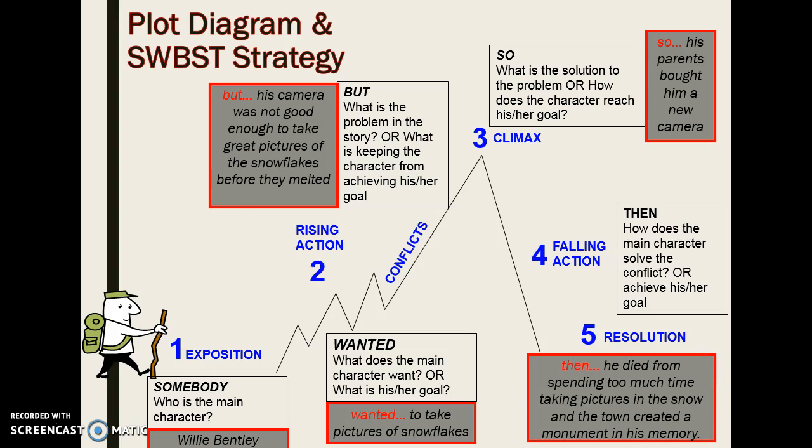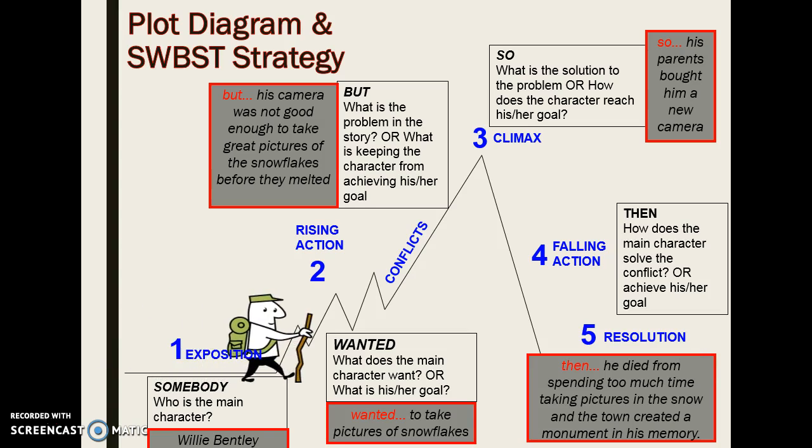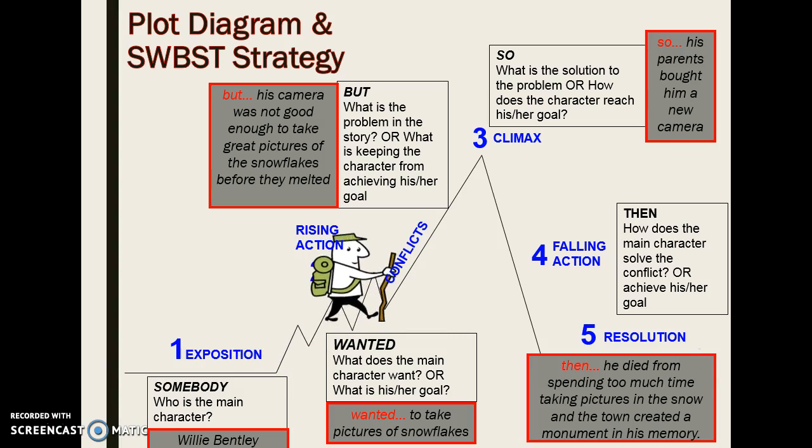Let's look at the story on the plot diagram using the SWBST summarization strategy. In the exposition, we find out the somebody, who the main character is. We know that's Willie Bentley. In the rising action, we find out what Willie Bentley wanted. What does he want, or what are his goals? He wanted to take pictures of snowflakes.